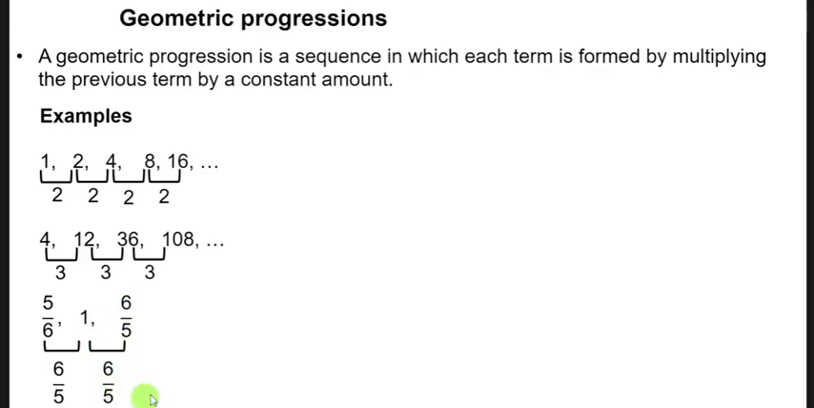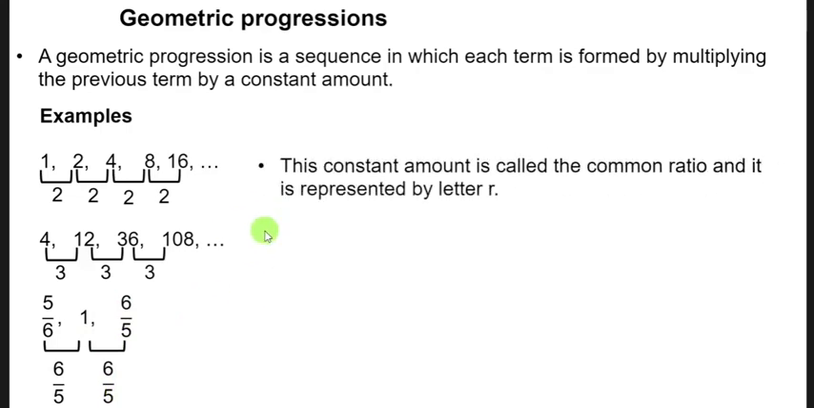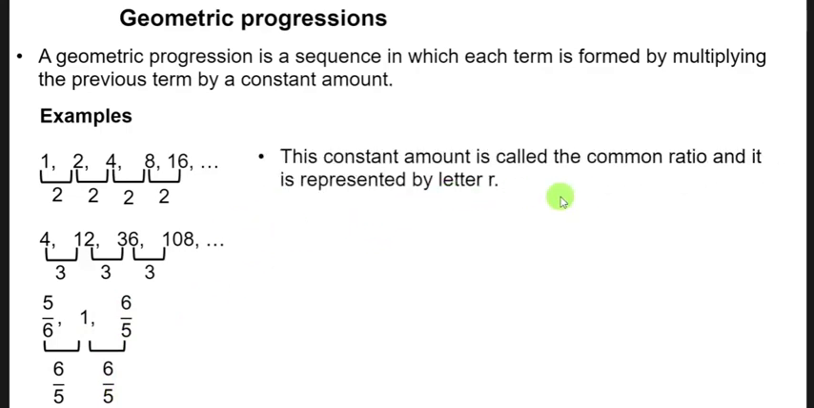So this constant amount is called the common ratio, and it is represented by the letter r. Here it is 2 in the first one, 3 in the second, and 6/5 in this one. This constant amount is called the common ratio, represented by the letter r.